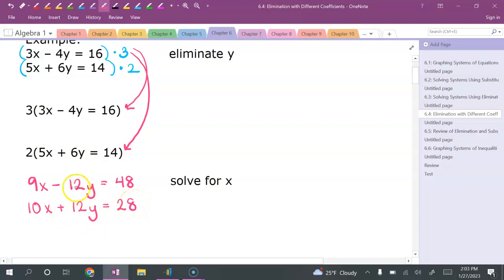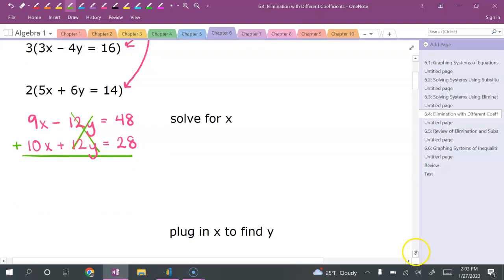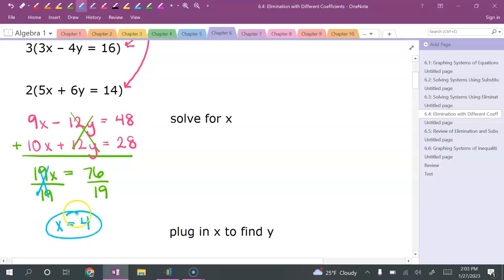Now I look at my y's, they have the same number in front of them, but they are opposite signs. So I'm going to go ahead and add these equations together. My y's are going to cancel. They eliminate. And I'm going to add what's left. So 9x plus 10x would be 19x. I bring down the equal sign. 48 plus 28 is going to be 76. And then I'm going to divide by 19. And so I get x equals 4. So there's one of our solutions.